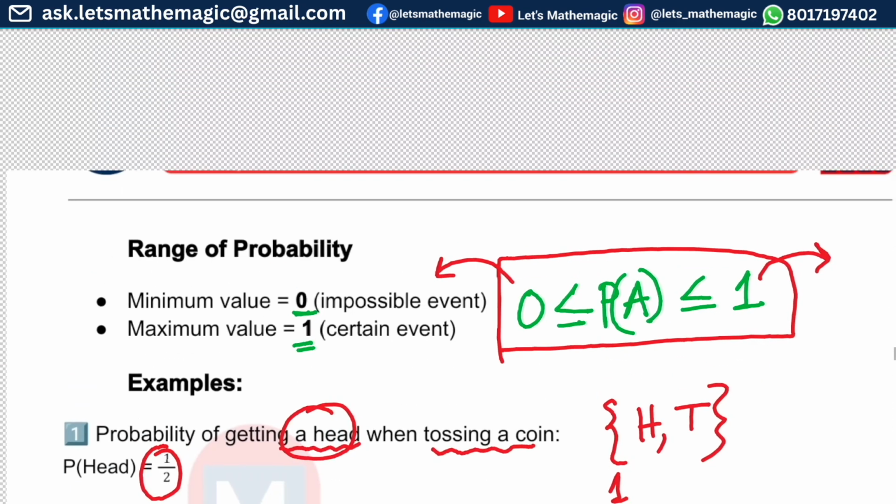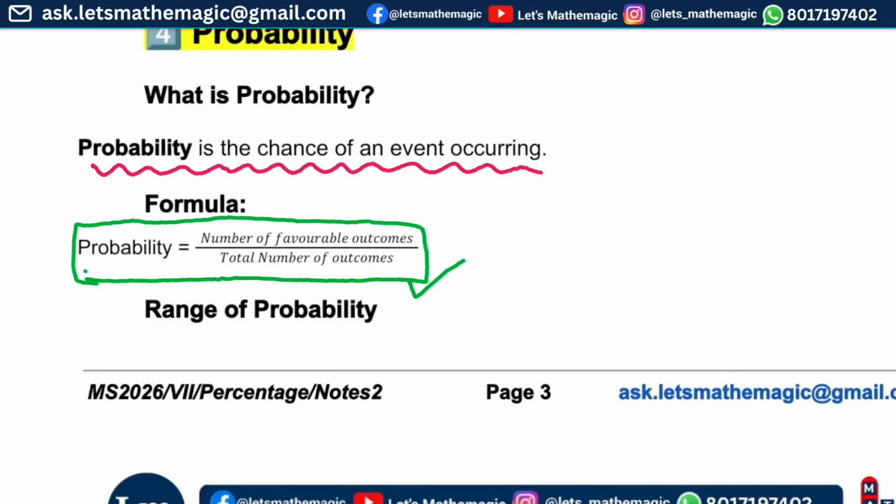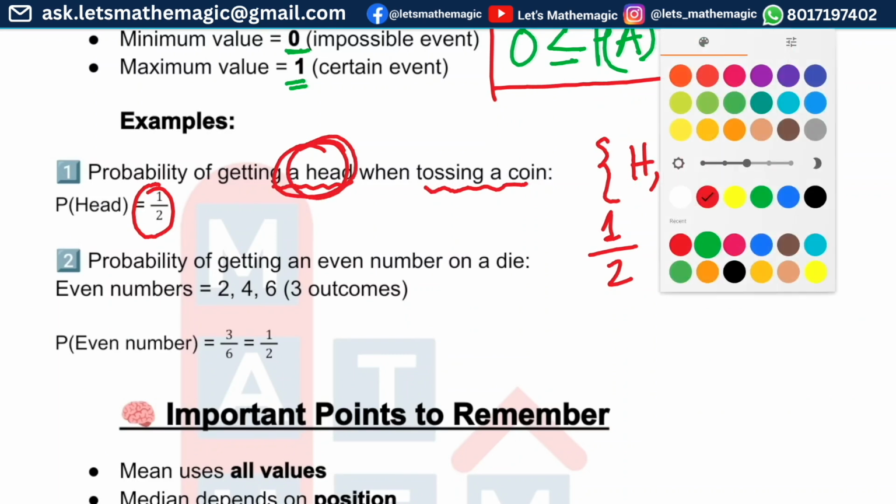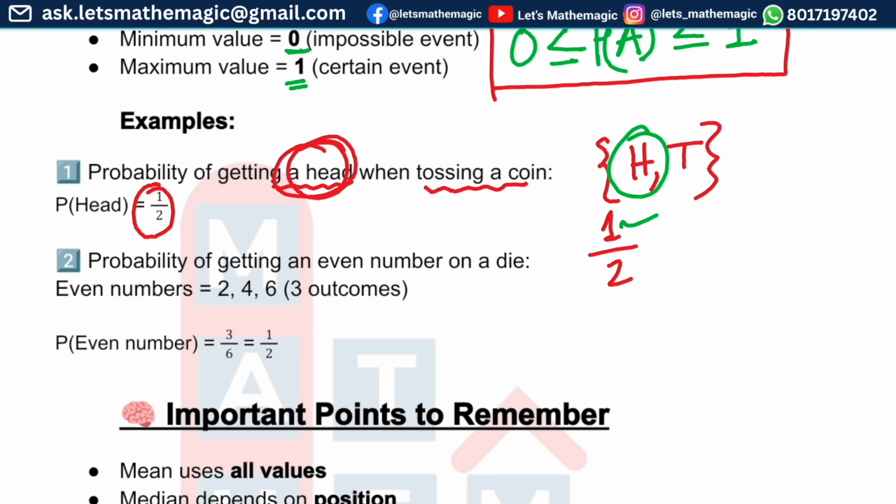So if you see the formula once again, it was written that number of favorable outcomes divided by total number of outcomes. So your favorable outcome when you are trying to find out a head will be your 1, because there is only one head, and it's 1 by total number of outcomes.